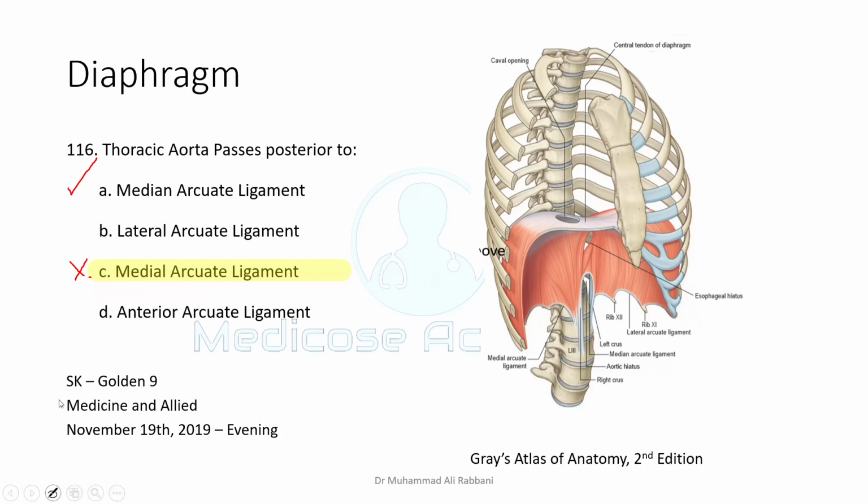Okay. Now I was talking about this. What are the structures that are passing beneath the medial arcuate ligament? You should remember the muscle, that is psoas major, and there is the sympathetic chain. And beneath the lateral arcuate ligament, here it is shown like this, beneath it passes the quadratus lumborum and the subcostal artery, nerve and vein.